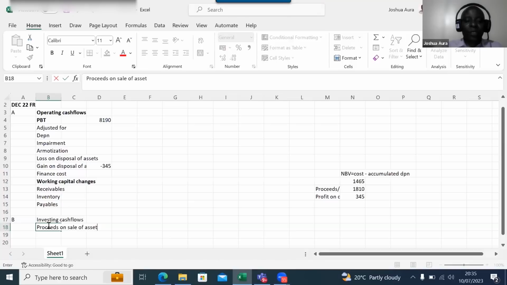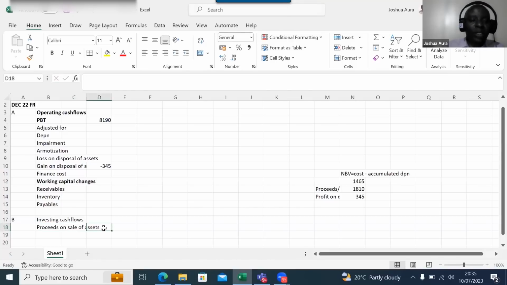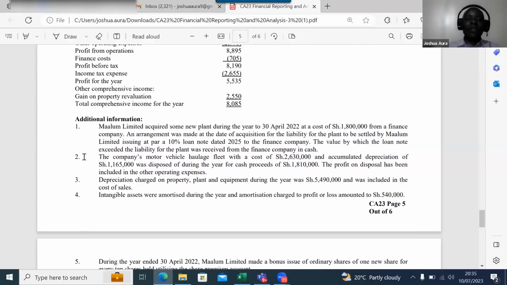How much proceeds do we get on the sale of these assets? Somebody who is able to recall very first. We got 1810. Remember, our figures are in thousands. We got 1810. Great. So then, ladies and gentlemen, once I do that, I will continue with my question very comfortably. Note number 2 is over. I've been able to get the gain on disposal, and I've been able to capture the cash proceeds from the sale of these assets under investing activities.